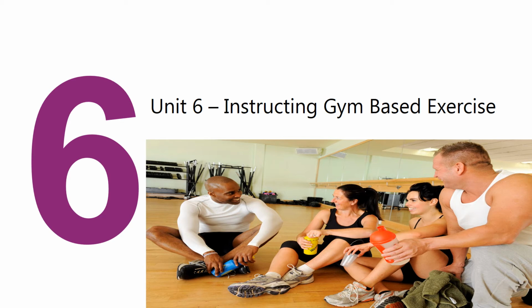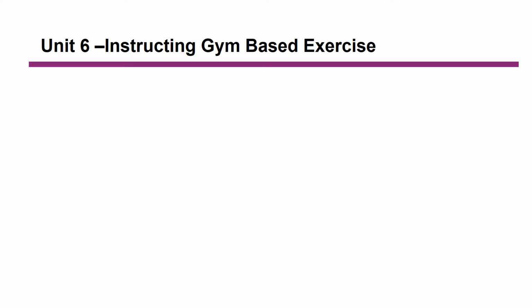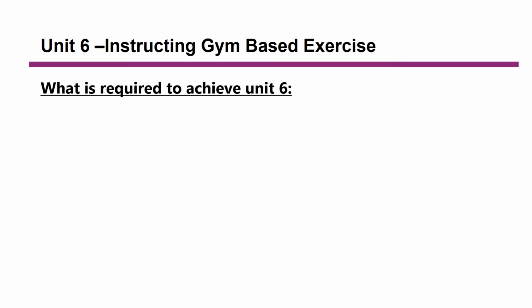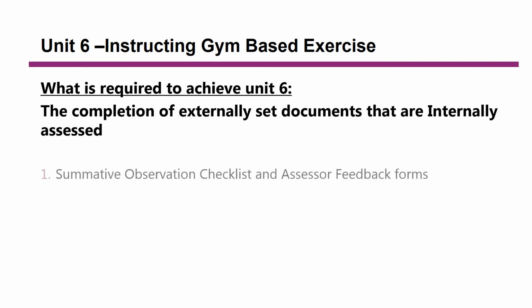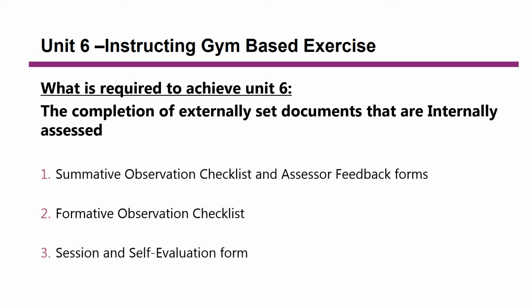Unit 6, Instructing Gym-Based Exercise. So Unit 6 is achieved by the learner completing externally set documents that are internally assessed by the centre. This falls under 3 main categories. You have a summative observation checklist and assessor feedback forms. You also have formative observation checklist, and there are associated assessor feedback forms with that as well, and a session and self-evaluation form.